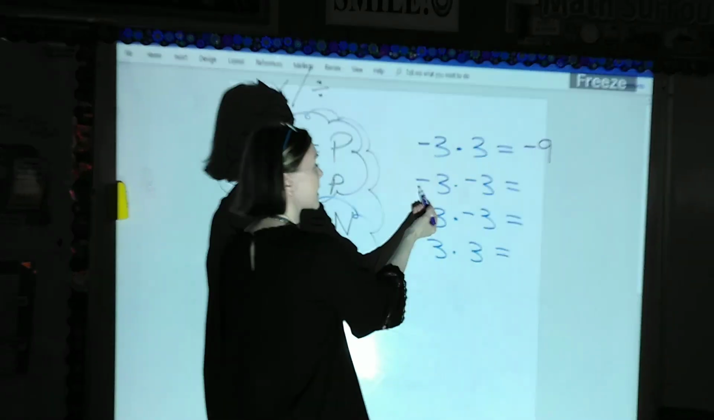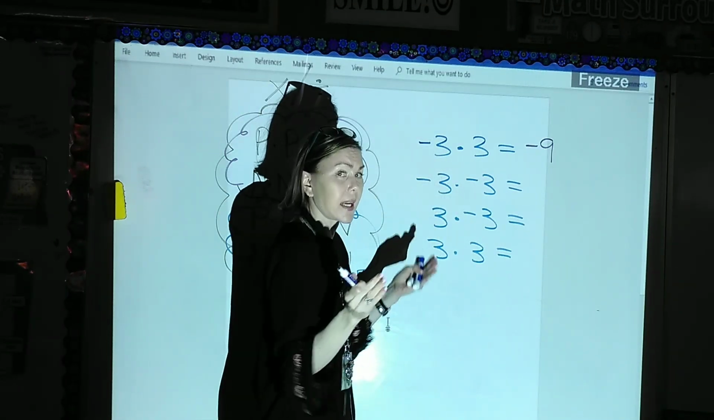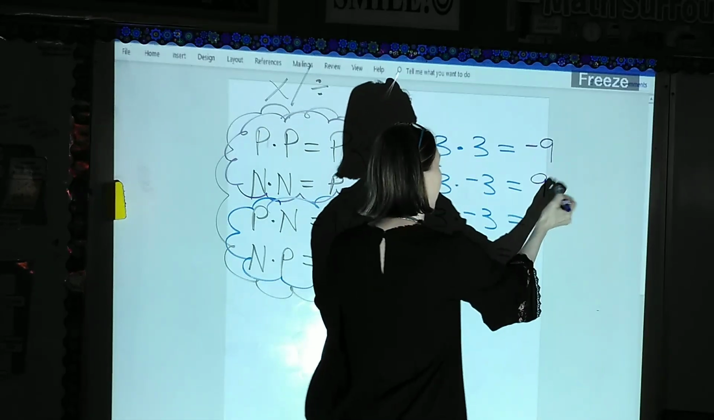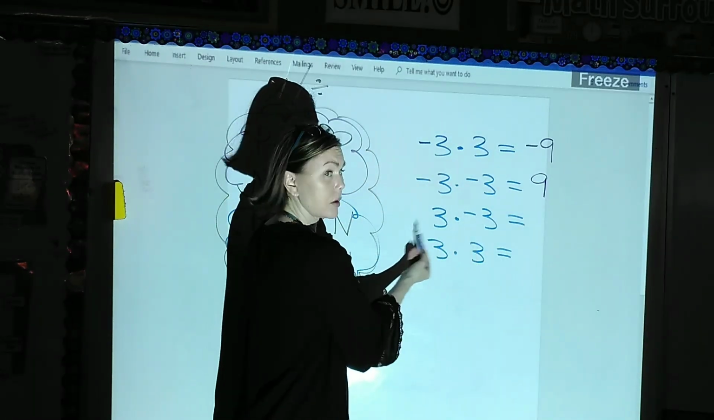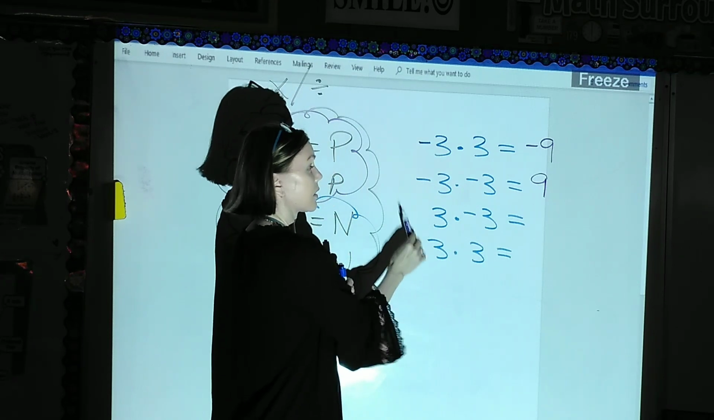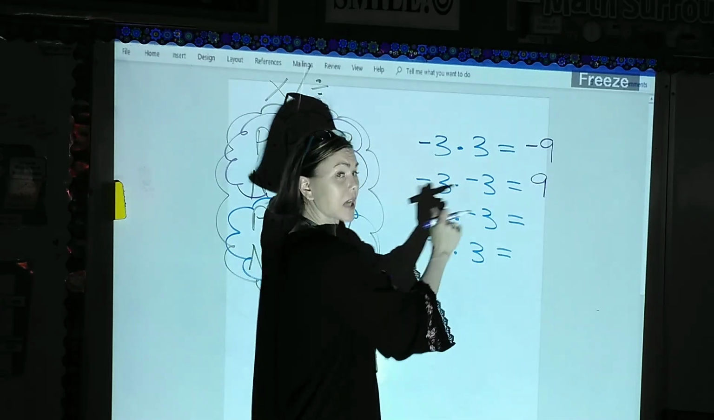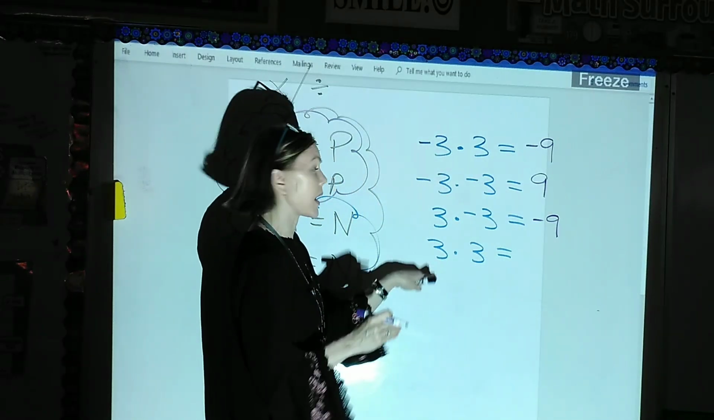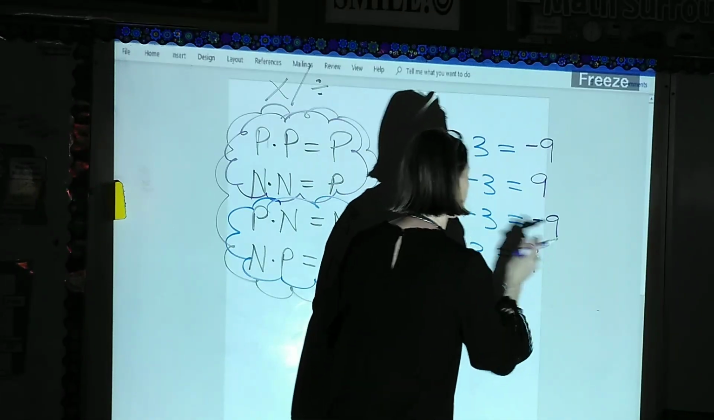Okay? These are the same symbol. Even though they're both negative, they're the same symbol. So a negative times a negative gives you a positive. These are opposite symbols, okay? So the answer is going to be negative. A positive times a negative is negative. And then these are the same symbols, so a positive times a positive is a positive, okay?